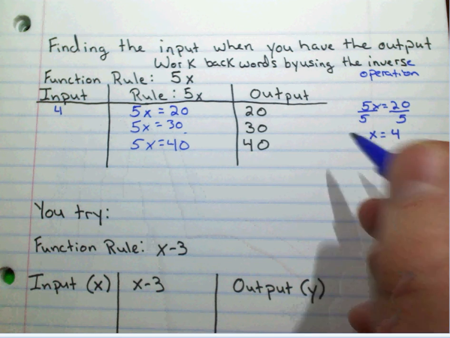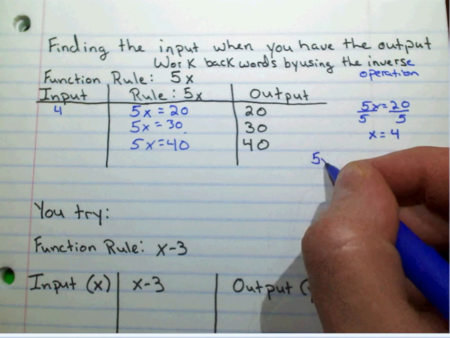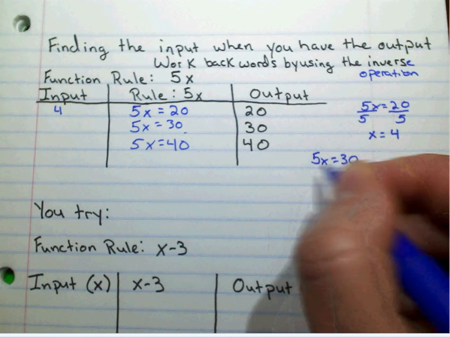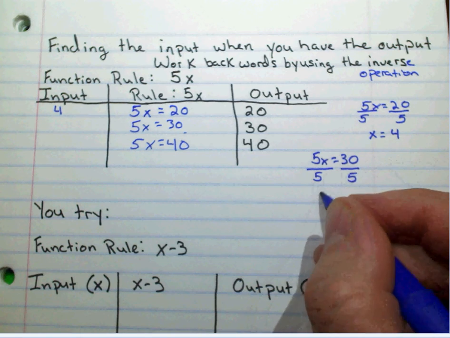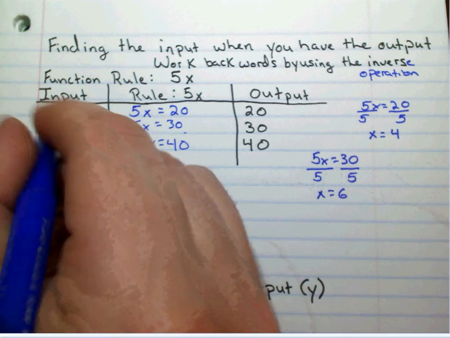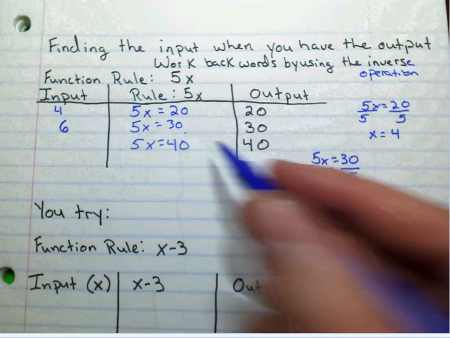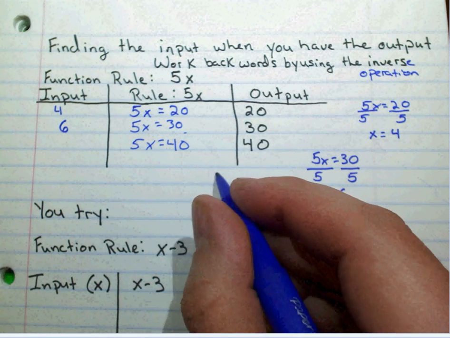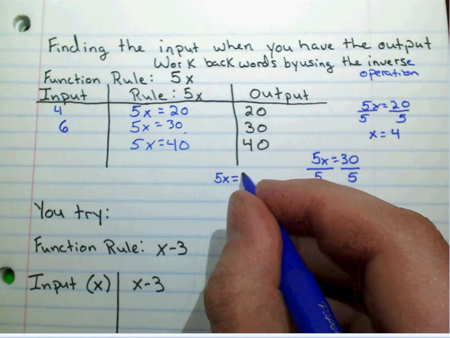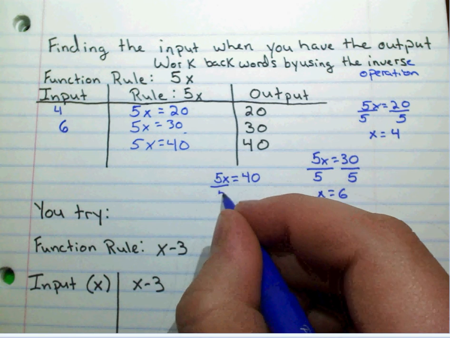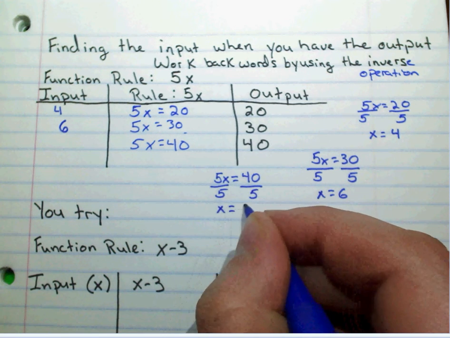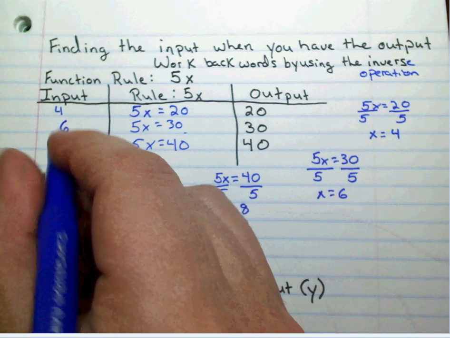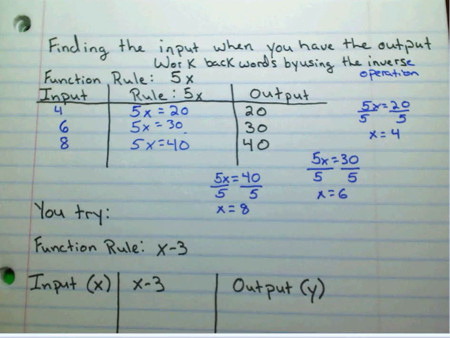All right, if we're looking, we have 5x equals 30. We divide both sides by 5. We get x equals 6. Here we have 5x equals 40. We're going to divide by 5, and x equals 8. So our inputs are 4, 6, and 8.